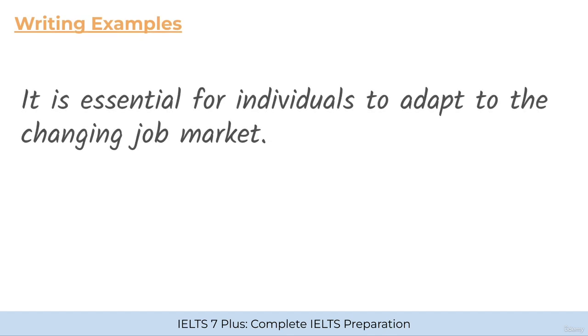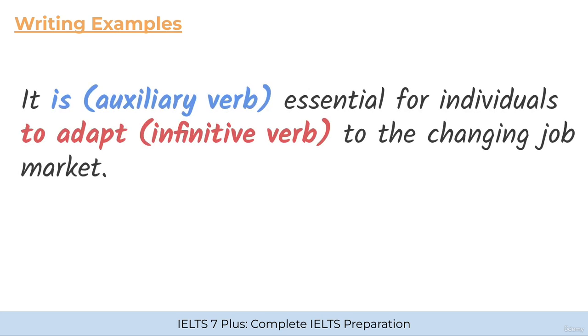Okay, another one. It is essential for individuals to adapt to the changing job market. What are the verbs here? Any ideas? Let's have a look. Okay, so we've got is, one of our auxiliary verbs. If you remember at the start, be, this is the form of be. And then we have to adapt. Now that's an infinitive. When you see this word, this preposition before the verb, so for example, to adapt, to eat, to write, to swim, in the base form of the verb, that's what's called the infinitive verb.